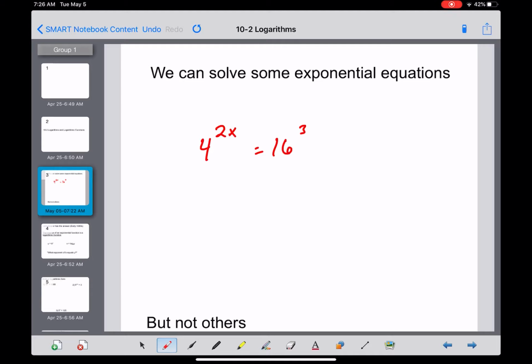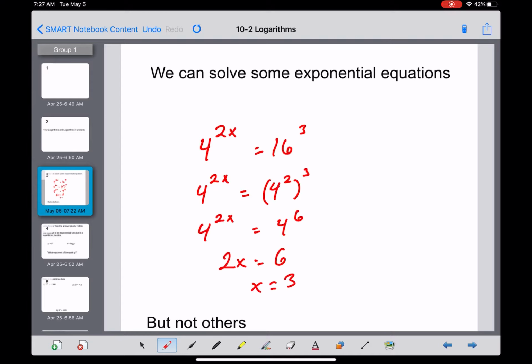What we saw yesterday, if we could rewrite both sides having the same base, then we can use the equality property of exponents to solve this equation. So if I can rewrite 16 as 4 squared to the third power and then multiply my exponents, well then we know that since both sides have the same base, the exponents must be equal. 2x must equal 6, so x would equal 3.